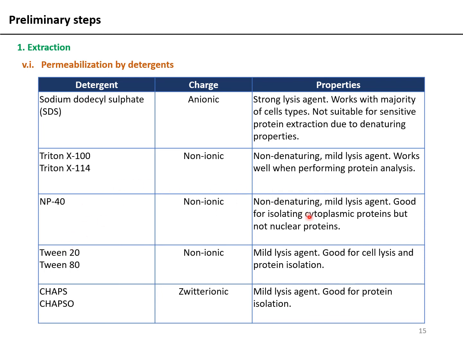Next, we have NP40, which is another non-ionic detergent. It is also non-denaturing in nature and is a mild lysis agent. It is good for isolating cytoplasmic proteins but not nuclear proteins. Then we have the Tweens, Tween 20 and Tween 80, which are the most commonly used ones. These are also non-ionic detergents, which are mild lysis agents, good for cell lysis and protein isolation. And finally, we have CHAPS and CHAPSO, which are zwitterionic detergents, also mild lysis agents, good for protein isolation.